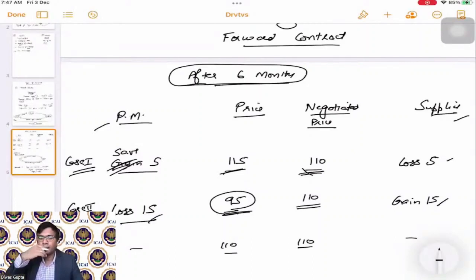Okay, students. So this is what is going to happen on the futures settlement. We will cover enough questions to understand this in detail.